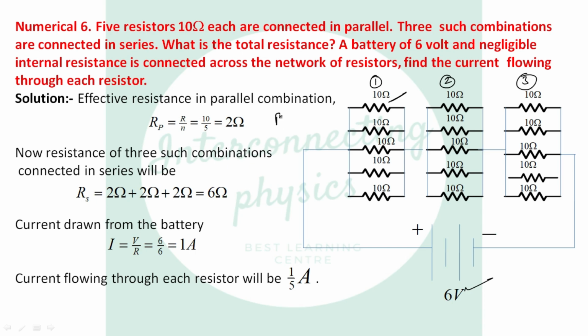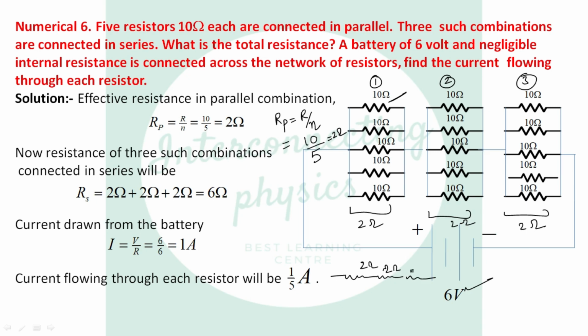Now RP, what is RP? It is R divided by N. What is R? R is 10 and the number of resistors is 5. So the answer is 2 ohm for each combination. That means these 2 ohm, 2 ohm and 2 ohm are in series. So the answer is 6 ohm. So the total effective resistance of the circuit is 6 ohm.